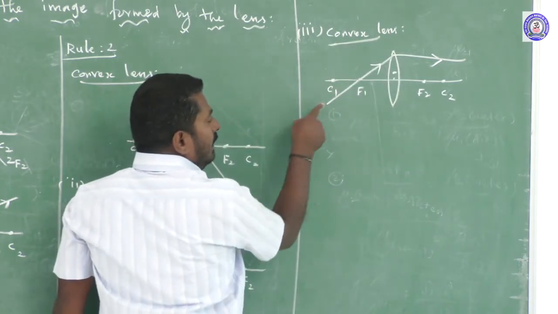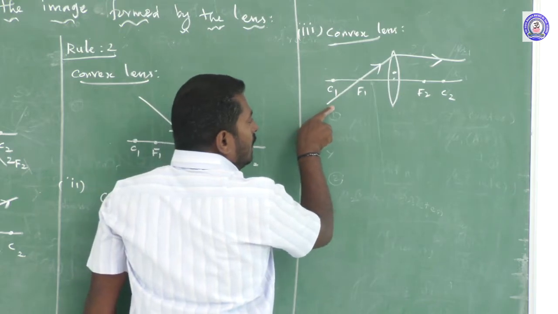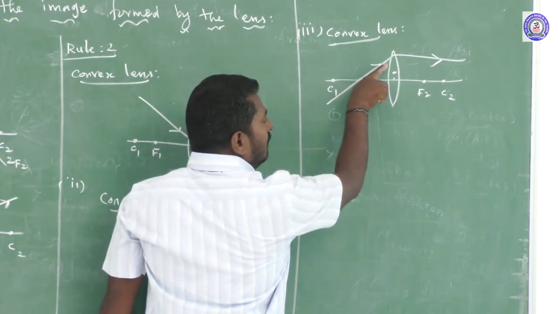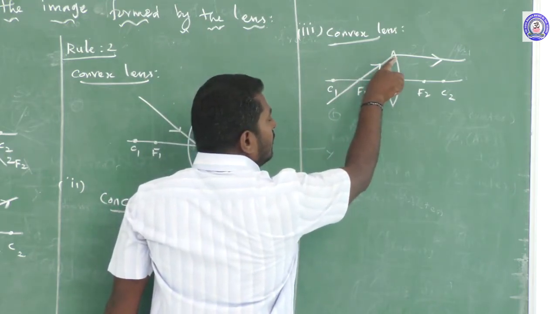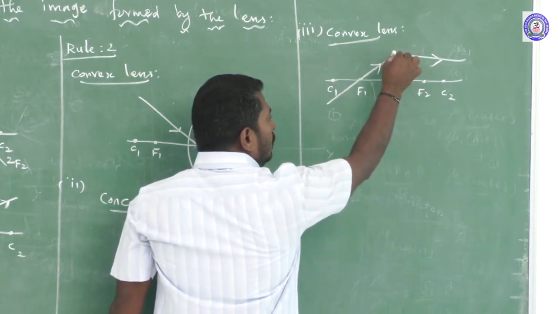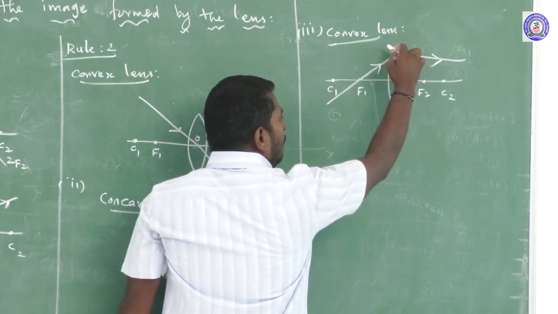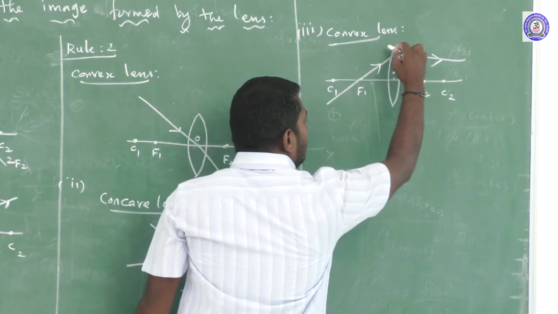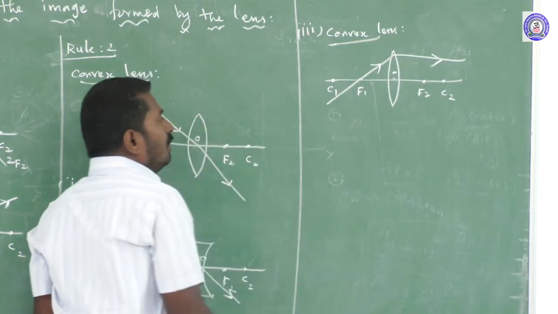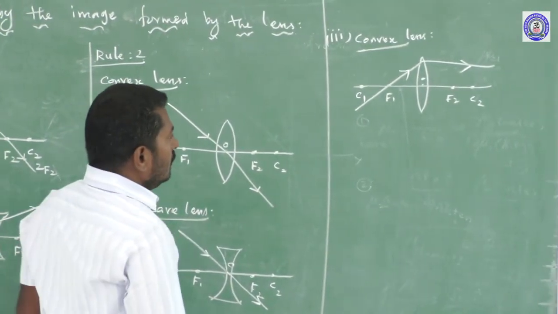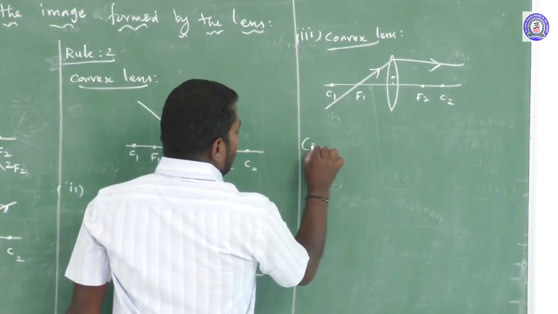So this is a ray of light coming from the object, passing through the principal focus on one side of the convex lens, strikes a convex lens, refraction takes place due to the denser medium. So after refraction, the refracted ray travels parallel to the principal axis in the case of convex lens.